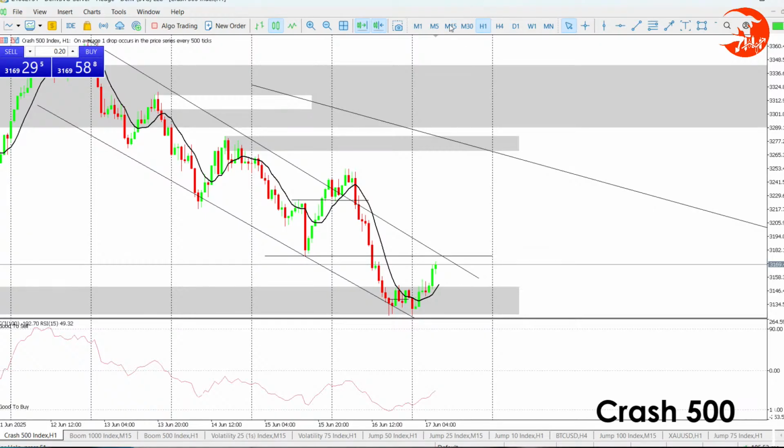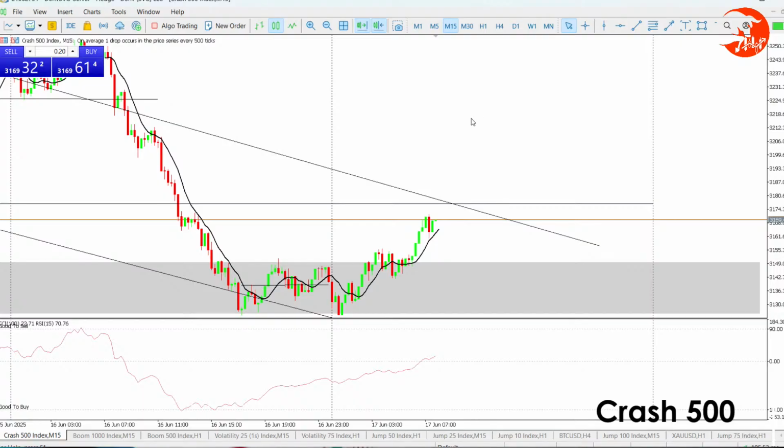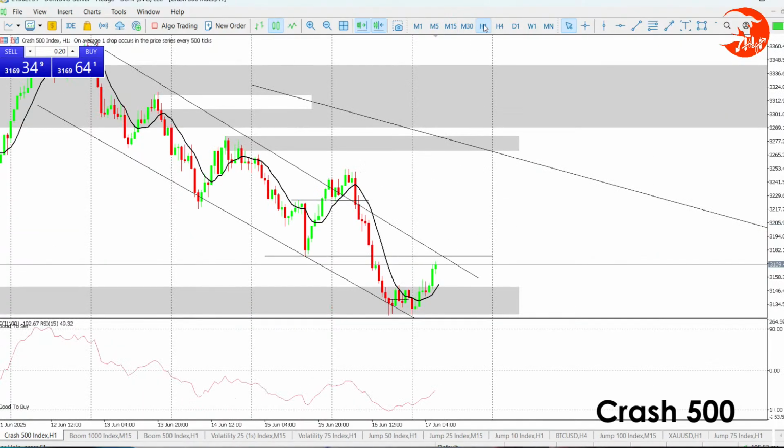And we can confirm that when we go to M15. So M15, we just need to wait for the sales to begin once more. Then we'll be ready for the entry to continue with sales. So for now, no business with this.